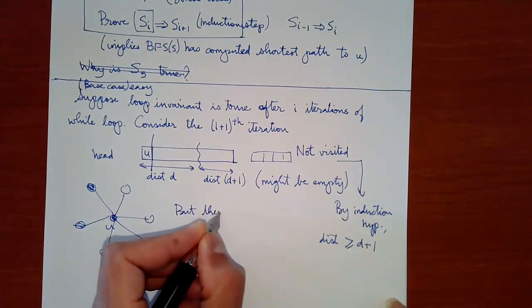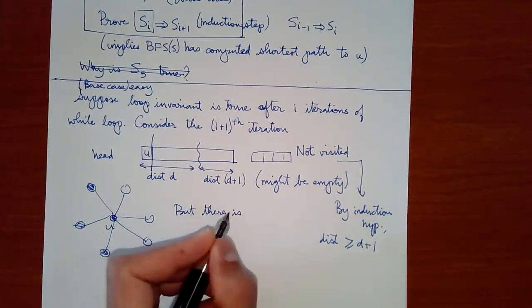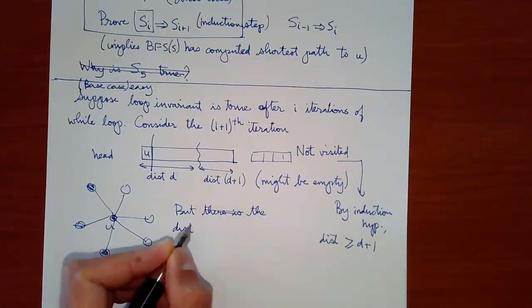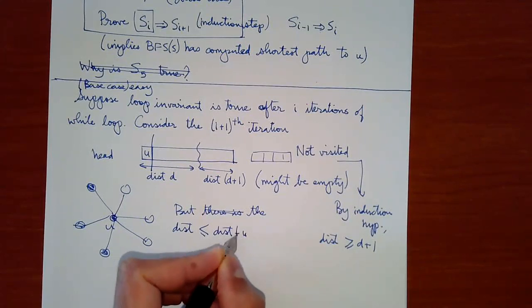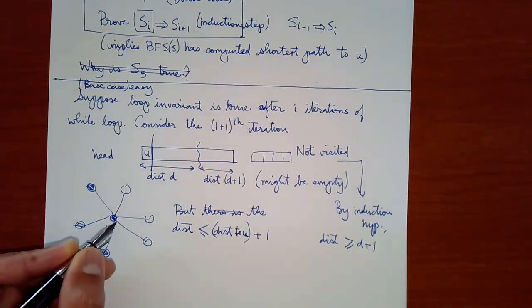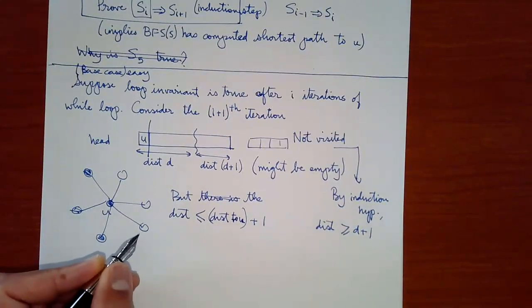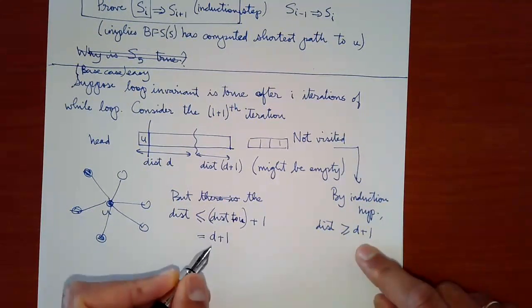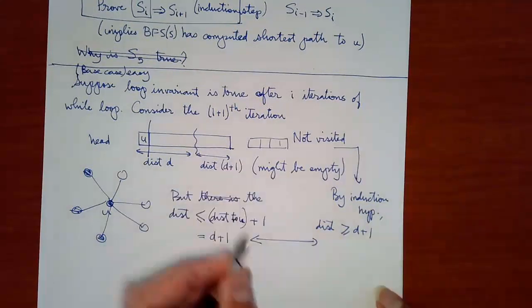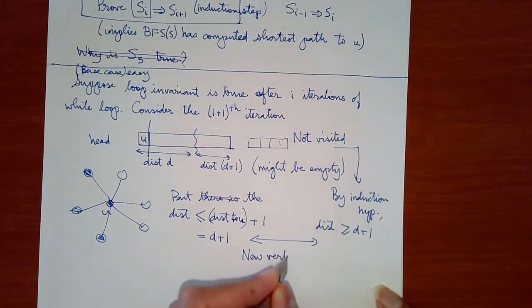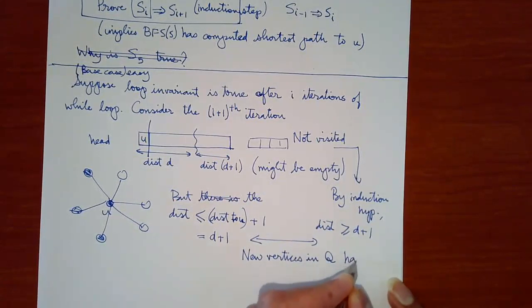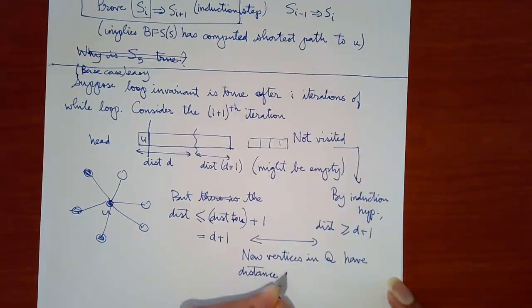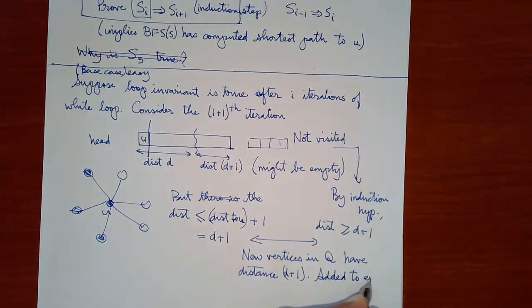The distance is also at most the distance to u plus 1, and that's because it's a neighbor of u. So the distance is at most the distance to u plus 1, and this is equal to d plus 1. These two imply that all the new vertices added in the queue have distance d plus 1. And these are added to the end of the queue. Hence the queue remains sorted.